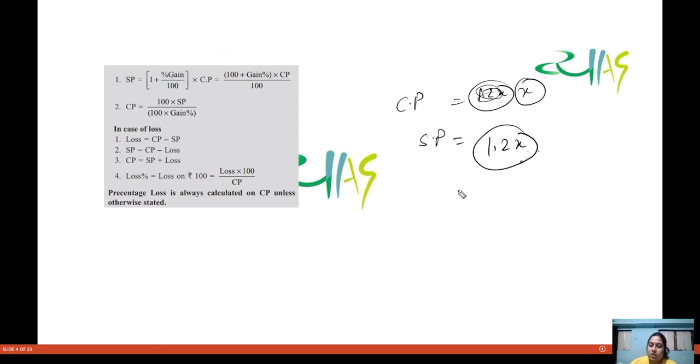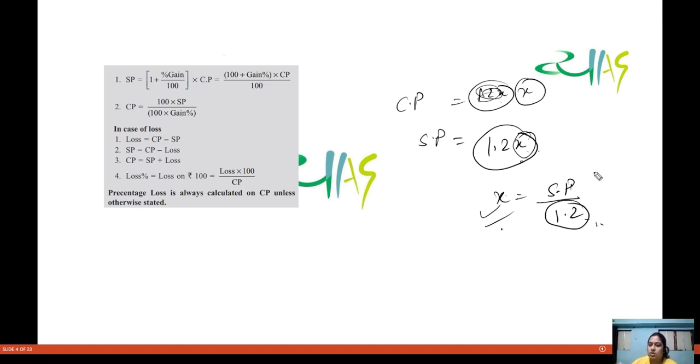So how will you find cost price? This cost price is X. So X is equal to what? Selling price divided by 1.2. This is that simple, guys. If you are given cost price and you are given gain percentage, then selling price is this much.